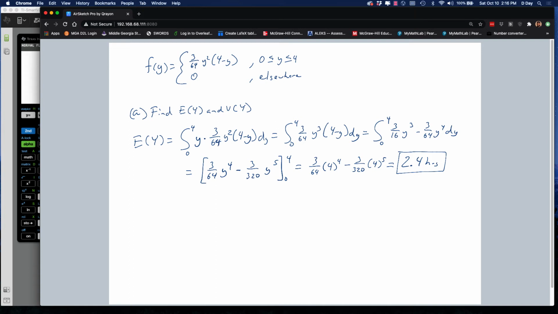Now we can find the expected value of y squared. So I'm going to integrate from 0 to 4, and I will skip a step this time because I'm going to multiply in y squared. It's the only thing that should change from finding the expected value of y. Instead of y squared, it should become y to the 4th. So I'm going to write that as 3/64 y to the 4th. You can skip that step as long as it's obvious that you've done that, but be careful. It's easy to make a mistake doing these things.